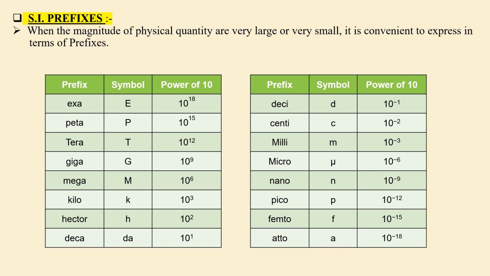Deci 10 to the power minus 1. Centi 10 to the power minus 2. Milli 10 to the power minus 3. Micro 10 to the power minus 6. Nano 10 to the power minus 9. Pico 10 to the power minus 12. Femto 10 to the power minus 15. Atto 10 to the power minus 18.